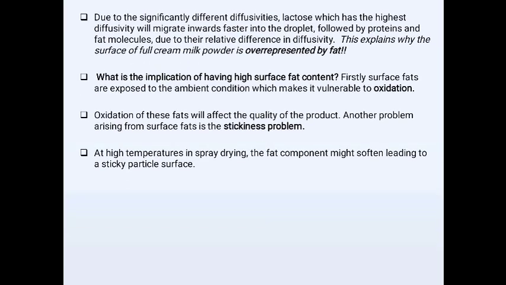Due to the significantly different diffusivities, lactose, which has the highest diffusivity, will migrate inwards faster into the droplet, followed by the proteins and the fat molecules, due to their relative difference in diffusivity. This explains why the surface of full cream milk powder is overrepresented by fat. What is the implication of having high surface fat content?